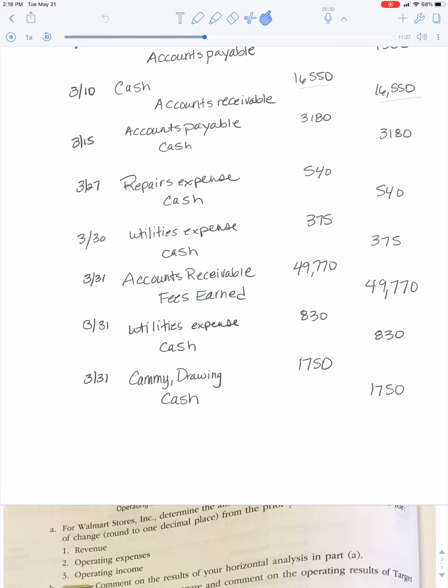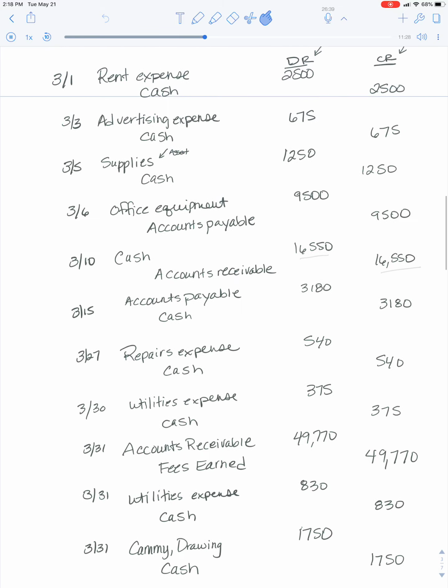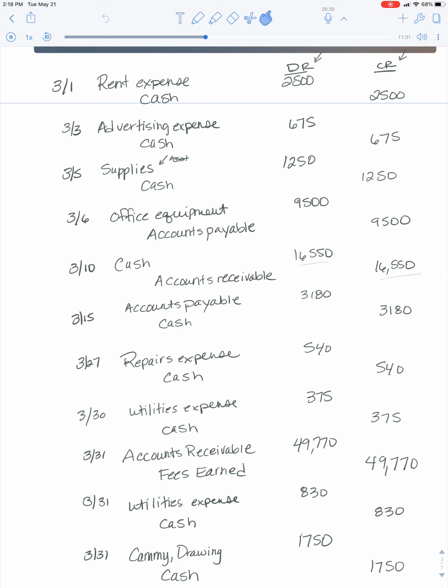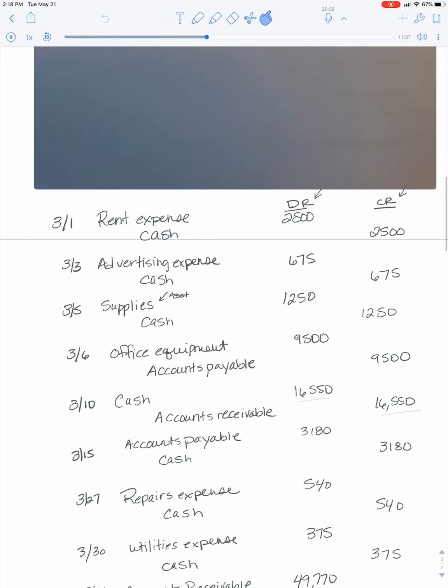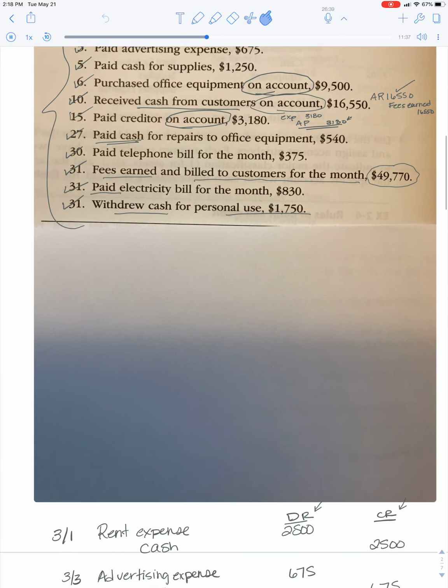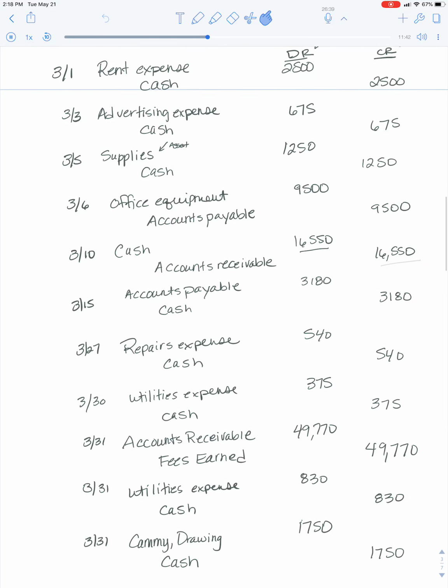Okay, so that's just more examples of journal entries and how you might see them listed in quizzes and on a test, and then you'll need to understand how to do the journal entry that goes with it, making sure that you balance on the left and the right side of your journal entry.